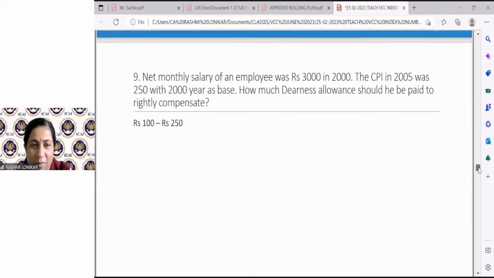Okay, now these sums are a little different from what we are doing right now, because what we have found first was the construction of the index, so how we made that index. Now we use that index for practical solutions, to find out how the prices have changed. So how should your salary be? Okay.